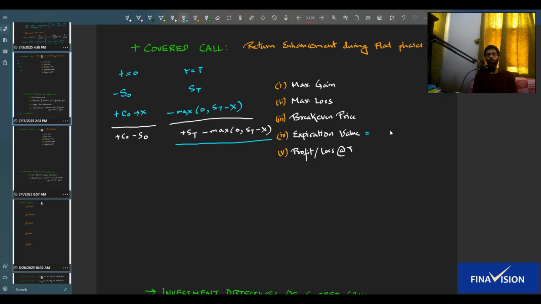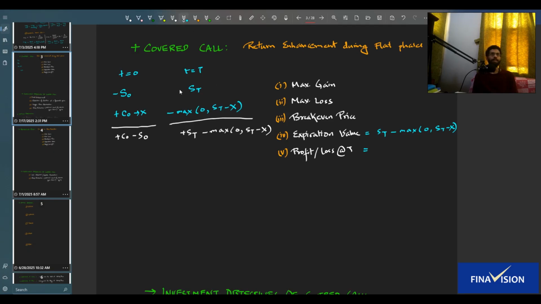Expiration value is equal to ST minus max of 0 or ST minus X. This is the cash flow, possible cash flow or 0 cash flow for the option. Now coming to the profit or loss. Profit or loss is basically the initial cash flow and the final cash flow combined.